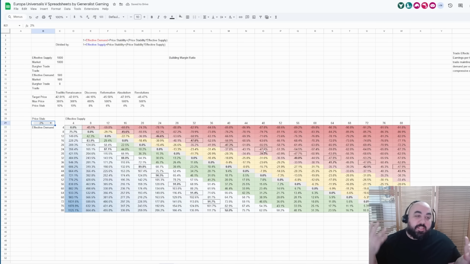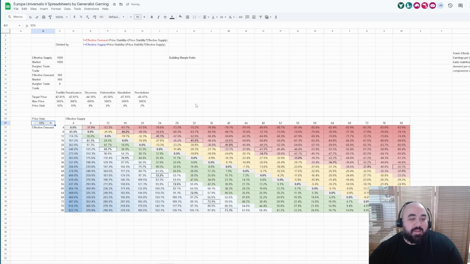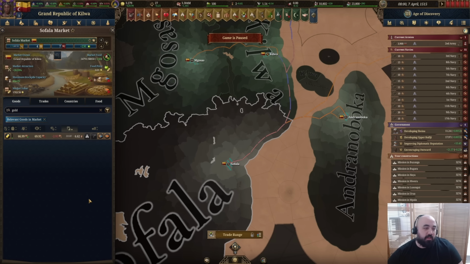So this is a very slight variable, but it does cause prices to be, as you might expect, a little bit more stable in the earlier game and a little bit more responsive to supply and demand in the later portions of the game. Let's take a look at gold in the Safala market again.